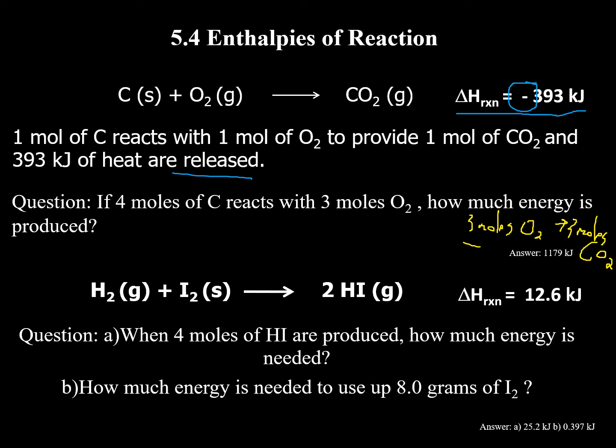So the question was, if 4 moles of C react with 3 moles of O2, how much energy is produced? We figured out our limiting reactant is the oxygen. So now we can take 3 moles of CO2. This is the new part here. We can multiply by 393 kilojoules for every mole of CO2.